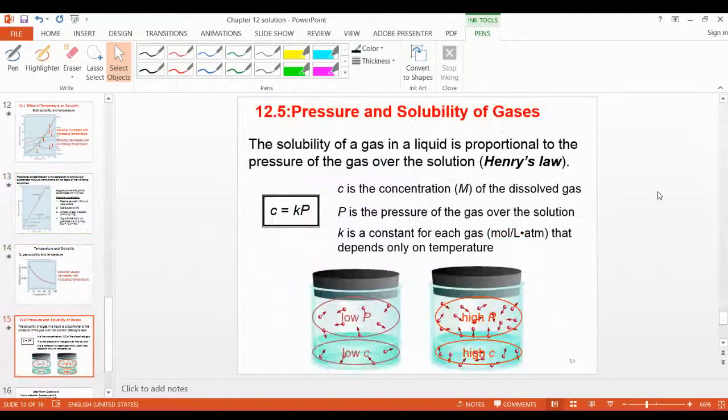And the last one is Henry's law. The solubility of a gas in a liquid is proportional to the pressure of the gas over the solution, right? So this is simply designated by the formula: C is directly proportional to the pressure. So there is a proportionality constant. We can write here C is directly proportional to P. If the pressure increases, of course the concentration increases.